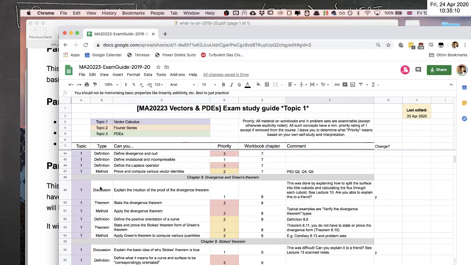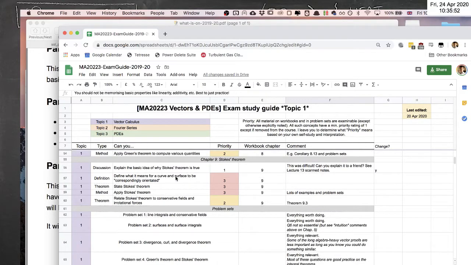In some cases, for the discussion elements, you'll see that this year I've clarified the type of understanding that I would expect you to have. So: explain the intuition of the proof of the divergence theorem. We did prove it in the lectures. You remember we split it into a top surface and a bottom surface and then looked at the flux through the top and bottom surfaces. And I wrote down the precise lecture number, and I just said, in terms of your understanding, my expectation is: are you able to explain this to a friend? So not to the extent where I'd expect you to duplicate the theorem, but are you able to explain the main ideas? So this is often what I mean by a discussion type element.